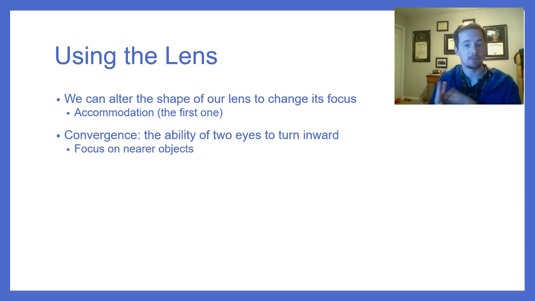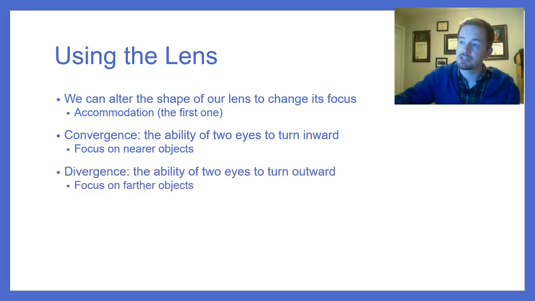We have convergence and we have divergence. Convergence and divergence have to do with the placement of your eyes, specifically where those eyes are pointing. If we want to focus on something close to us, we are going to use what's called convergence. If you take your finger and look right at it, crossing your eyes, looking at your fingertip right in front of your face, that is convergence. Whenever we do that, we are converging our eyes to point towards one another to get a good focus on something that is close to us.